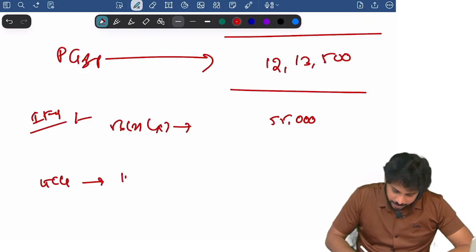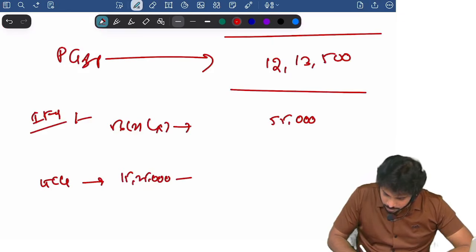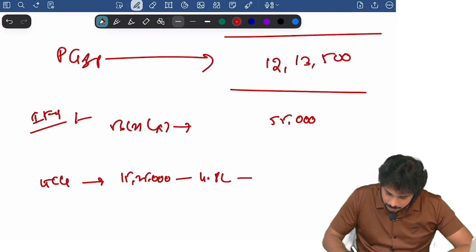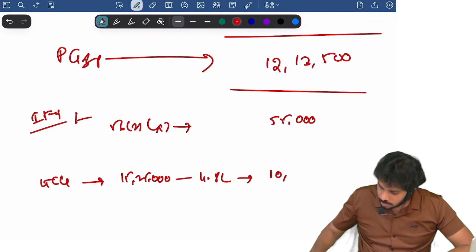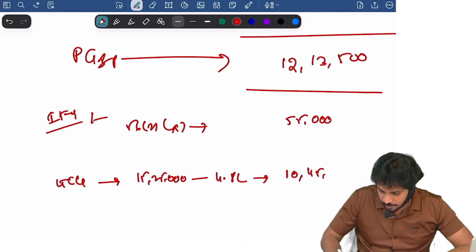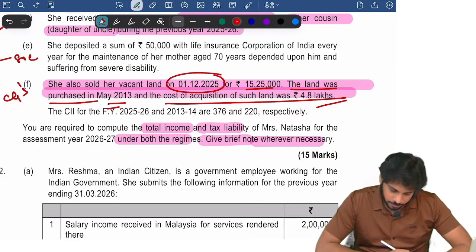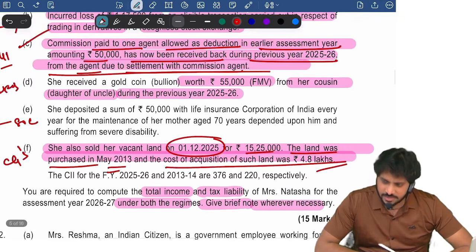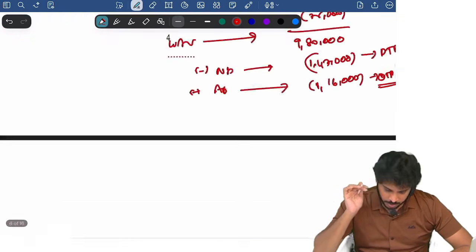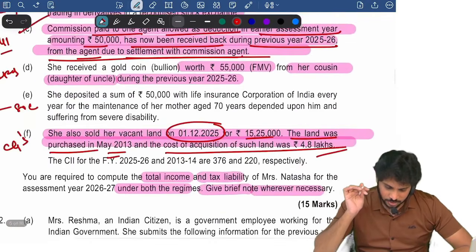15 lakh 25 minus 4 lakh 80, how much? 15 lakh 25 minus 4 lakh 80, 10 lakh 45,000. Yes or no? CII number, everything is given. That you should consider only at the time of tax computation, not now. That's it. I think I can now conclude with the gross total income.